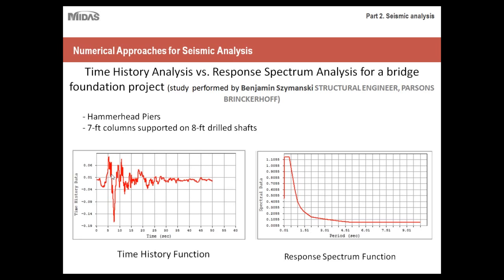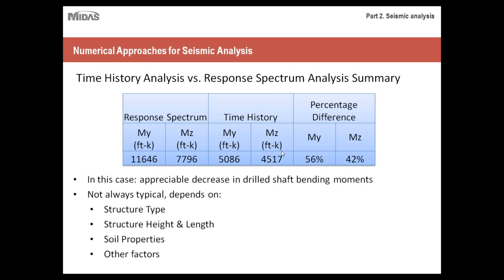Here's a sample of one of the time history functions that he used for his time history analysis. And here's an example of one of the response spectrum functions that he used for his response spectrum analysis. As you can see already, the time history function is going to be a lot more detailed, a lot more specific, because of the range of variables that are available to you. Whereas with the response spectrum analysis, the function is much more simple and much more straightforward. So let's take a look.